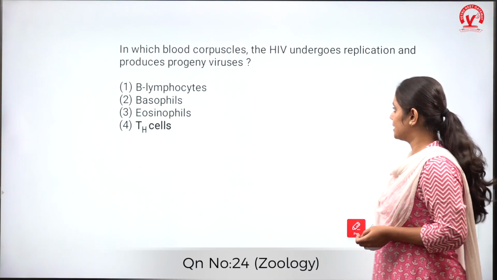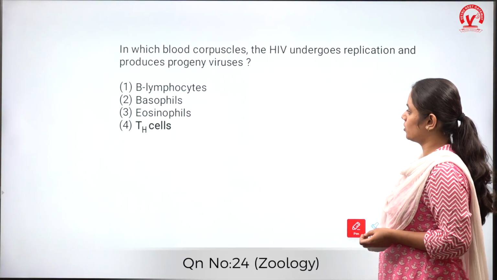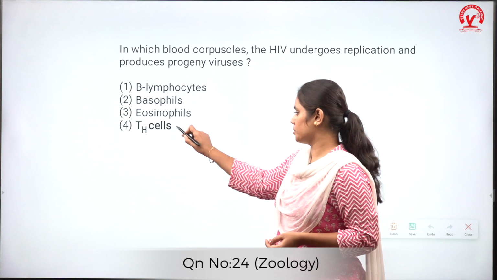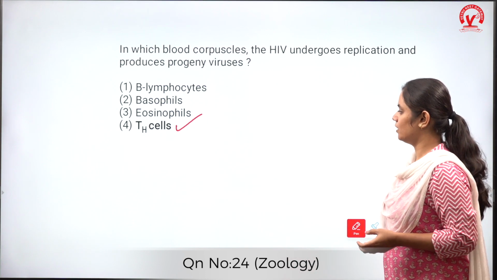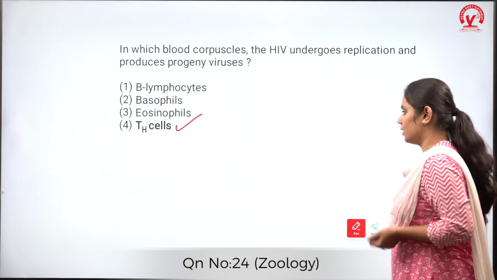In which blood corpuscles the HIV undergoes replication and produces progeny viruses? So, the correct option is T helper cells. HIV undergoes replication in the CD4 lymphocytes.